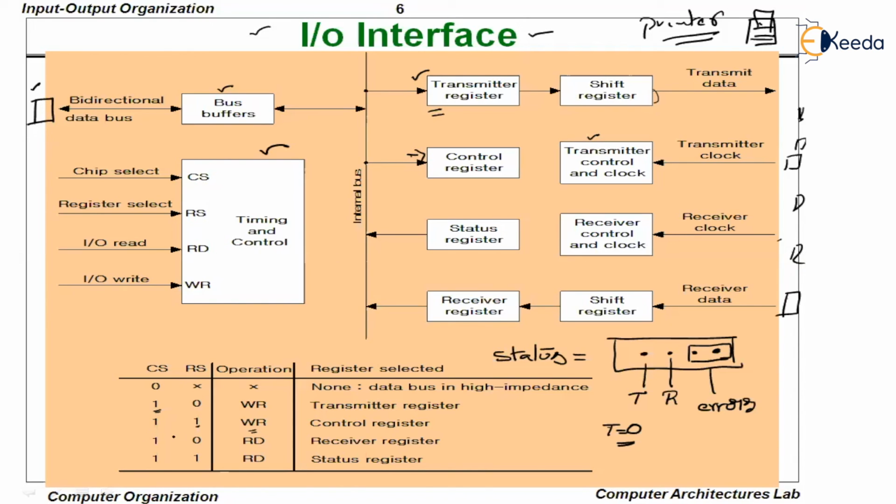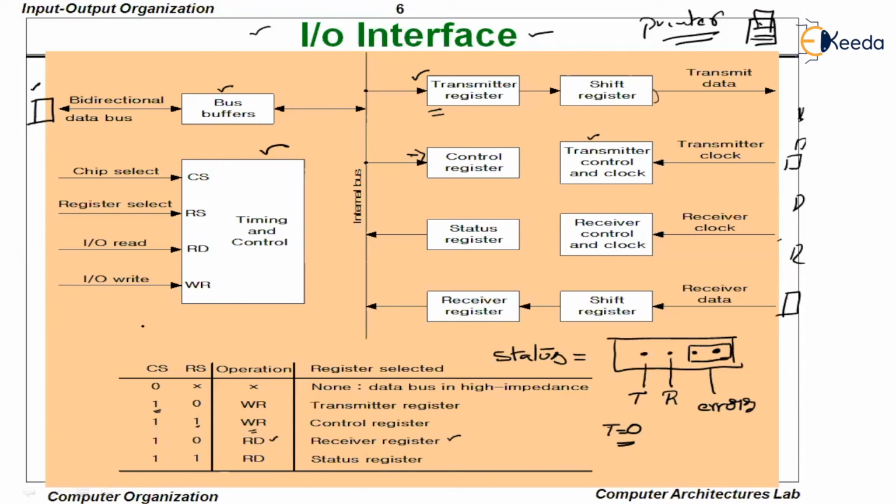When chip select is equal to 1 and register select is equal to 0, then there will be a reading operation, and the receiver register will get selected. The receiver register is going to receive the information from the shift register, from the peripheral devices. When chip select is equal to 1 and register select is also equal to 1, reading will again be performed, but this time from the status register, because the status register stores the errors as well as the status of the transmitter register and the receiver register.